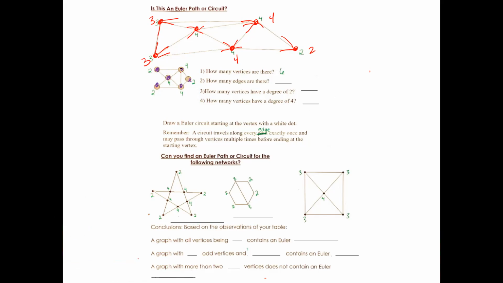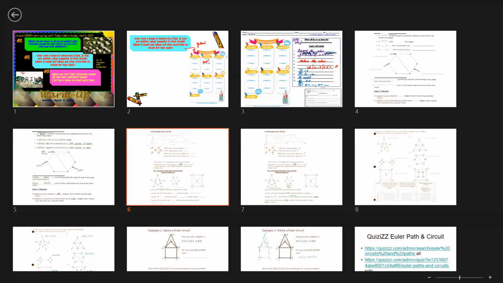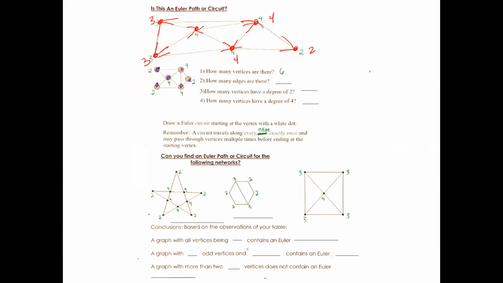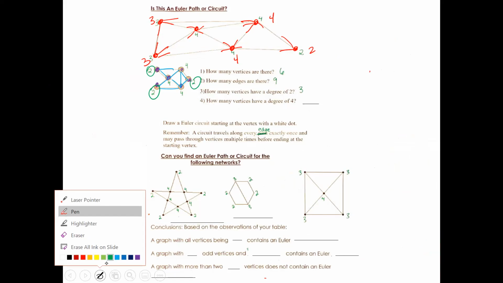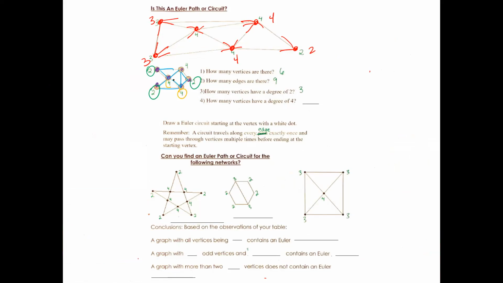How many edges are there? If you look at it, edges are these numbers, or are these, oops. 1, 2, 3, 4, 5, 6, 7, 8, 9. How many vertices have a degree of 2? 2 just means there are 2 edges to the vertex. So I would say that there is 1, 2, 3. How many vertices have a degree of 4? So it has 4 edges. 1, 2, 3.